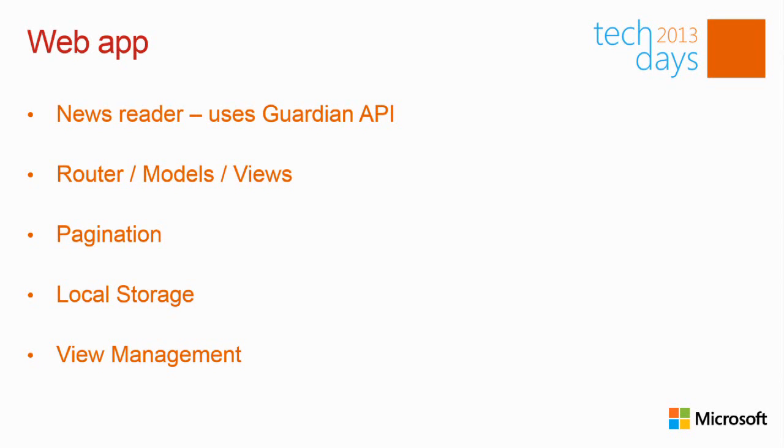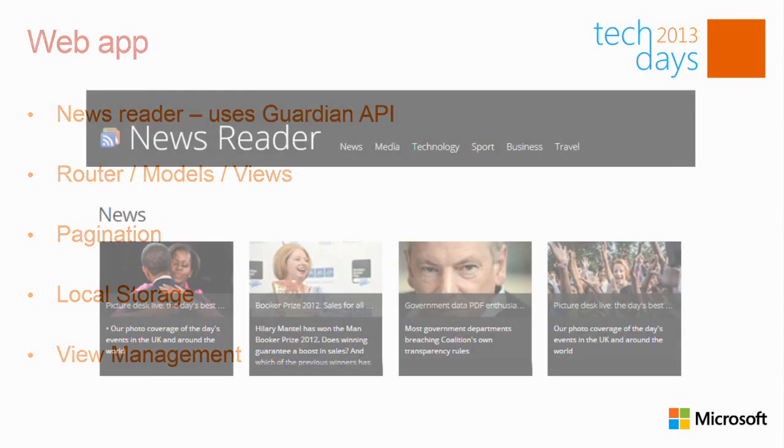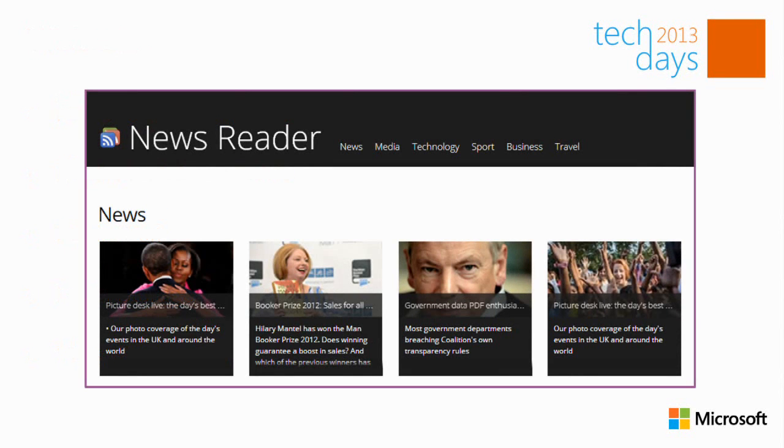So the web app, the newsreader app, uses the Guardian API, a really nice API. I'm going to show you the web app using pagination. We'll use local storage and all the other stuff that we've just had a look at. But before we do that, what I want to do is decompose the view to try and make it a little bit clearer, because there is quite a bit of code.